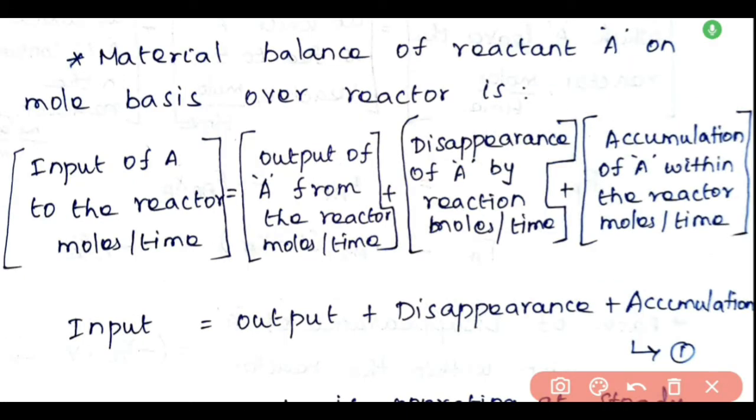Then the material balance of reactant A on a mole basis over the reactor is: input of A to the reactor, that is the rate of reactant A flow into the reactor, is equal to the rate of reactant A flow out of the reactor plus the rate of disappearance of A by chemical reaction plus accumulation of A within the reactor. The unit for all the terms should be moles per time. And we can write this simply as input is equal to output plus disappearance plus accumulation.